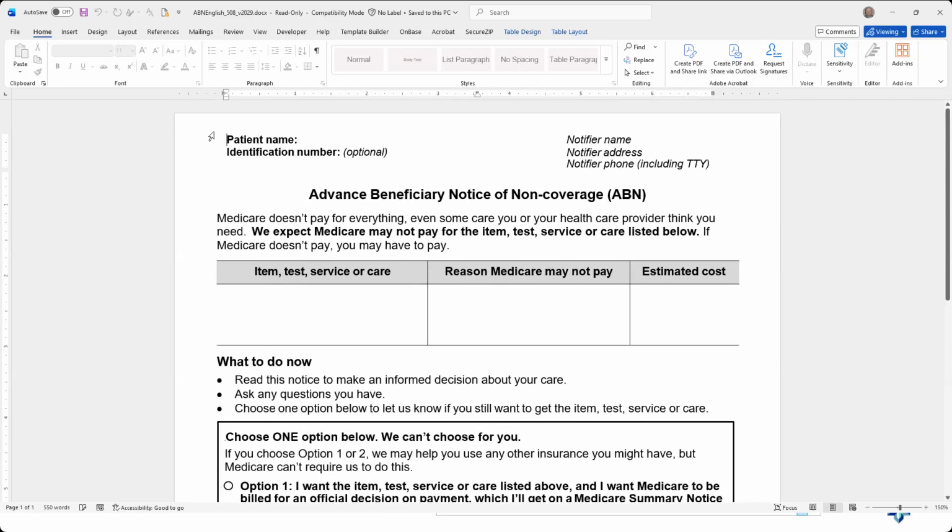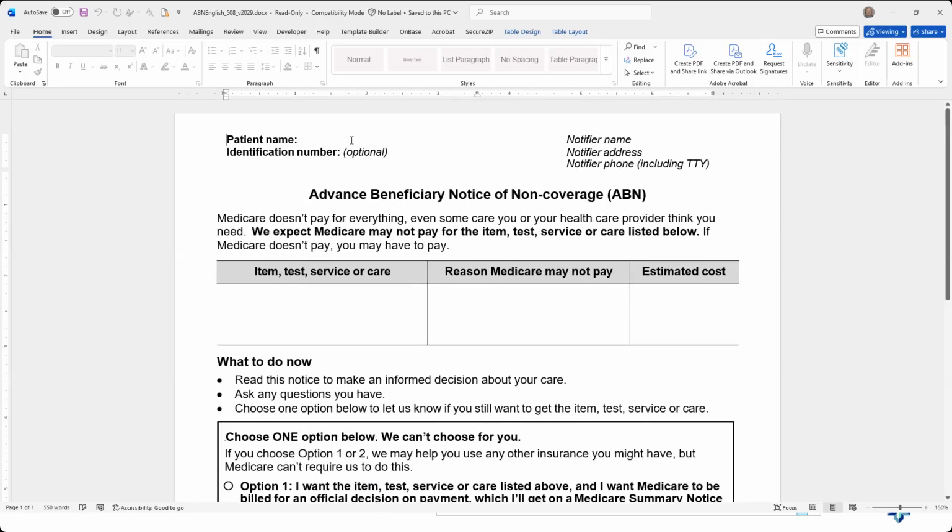Now, CMS used to have an A and a B and a C up here, and they removed those. So that's one of the changes. They also moved the notifier information to the right side from the left side and the patient information from the left to the right. Not huge changes, but definitely something I want you to be aware of.